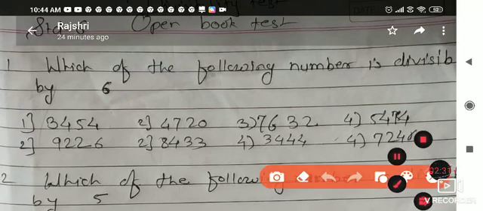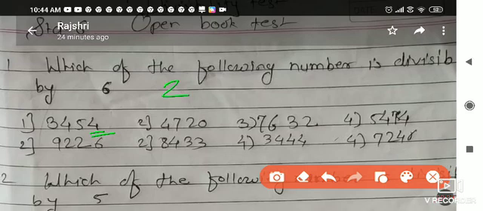Okay. So first of all we will see, is this number divisible by 2? Yes. And 3, we have to check both 2 and 3. 3 plus 4 is 7, 7 plus 5 is 12, and 12 plus 4 is 16. Is this number divisible by 3? No. So the number is not divisible by 6.